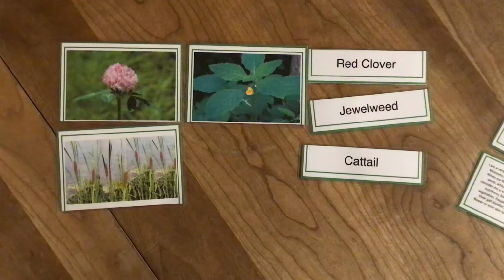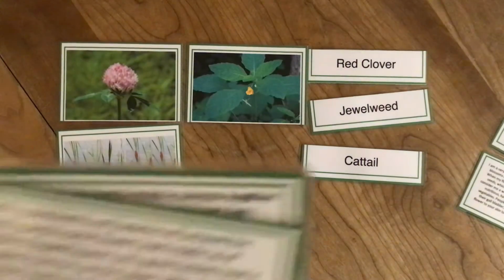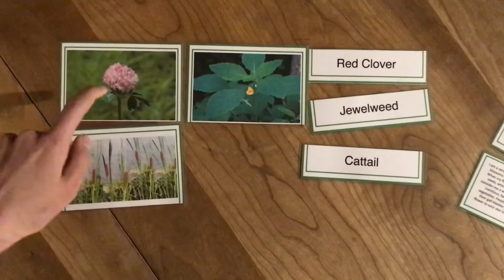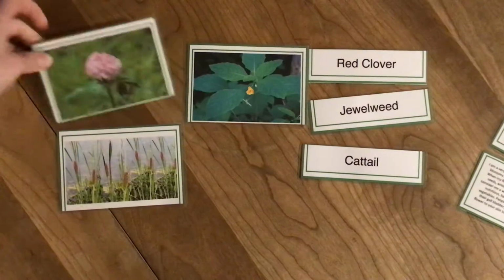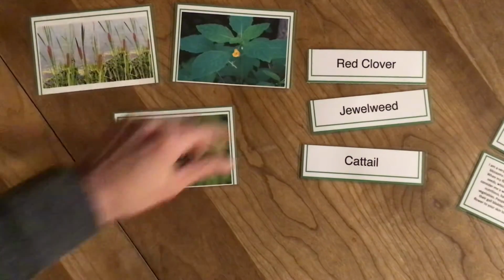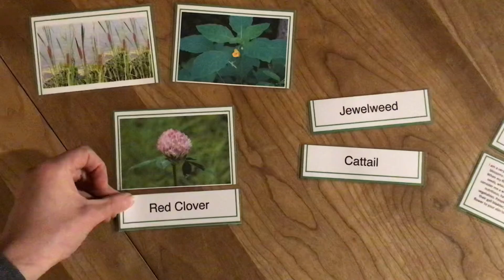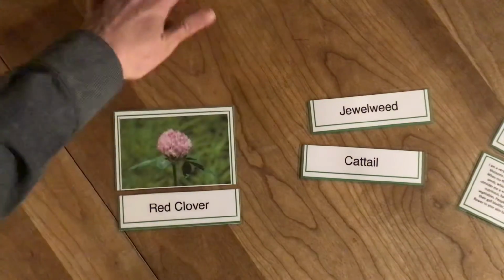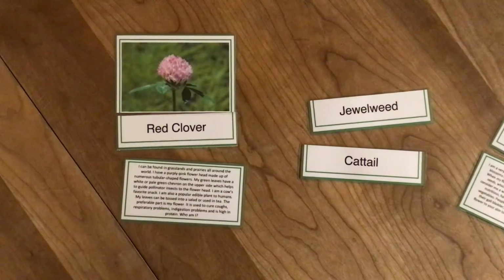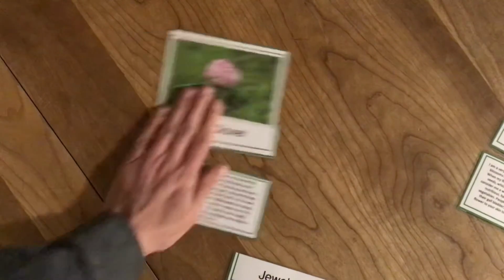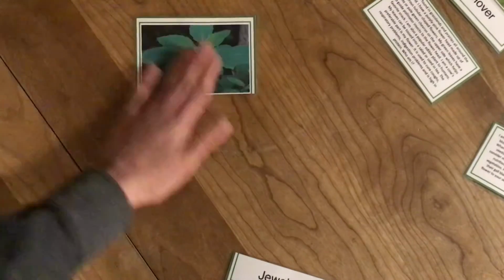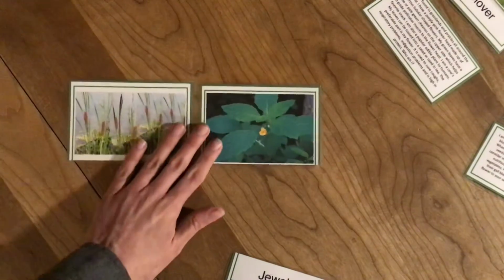Try to guess. Well, you heard from our description, a purpley pink flower. So we know it's this one. Do you know the name of this purpley pink flower? If you guessed red clover, you are correct. This is a red clover. All right, let's move that one off to the side. All right, we've got 2 left.